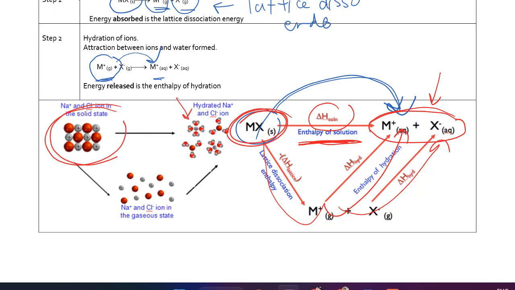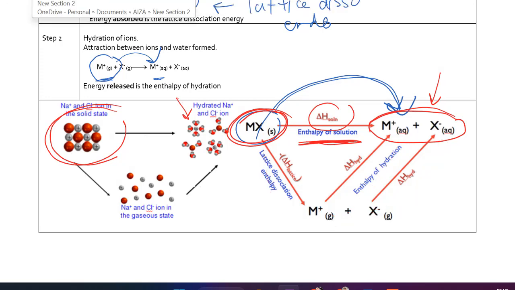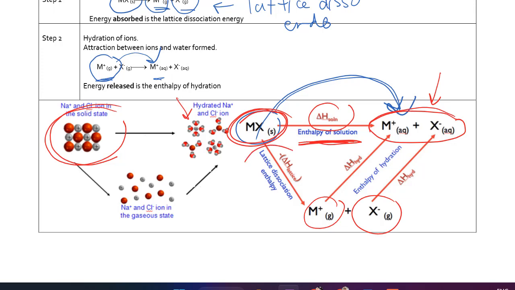As I mentioned just now, the salt will break into two ions. The first step, the salt will break into gaseous ions. This is referring to lattice dissociation enthalpy. This should always be positive. If the question gives you lattice energy as negative, you just make the value positive.